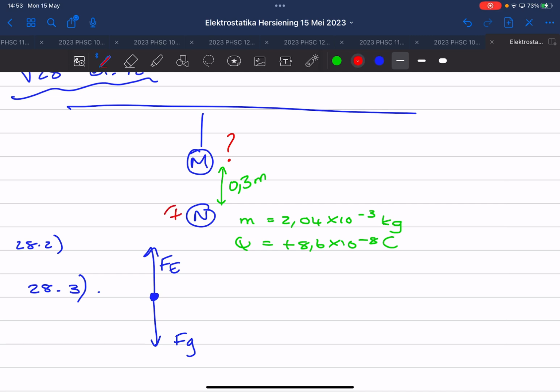Nou, N is positive. That's what they tell us. N is positive. For M to pull N up, wat moet hy wees? Negatief. So dit is 28.2, moet jy sê negatief, negative.